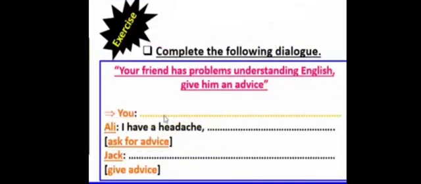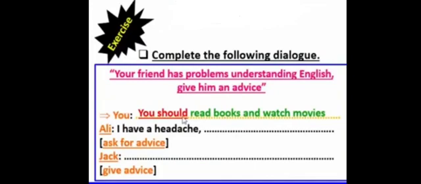Let's move to this exercise. Complete the following dialogue. First, your friend has problems understanding English and he asks for advice. You should give him advice. What should this advice be? Yes, you should read books and watch movies. And there are several methods and ways to understand and to learn English.